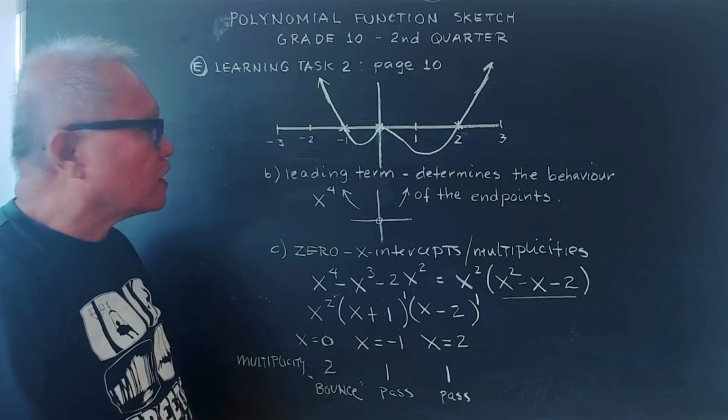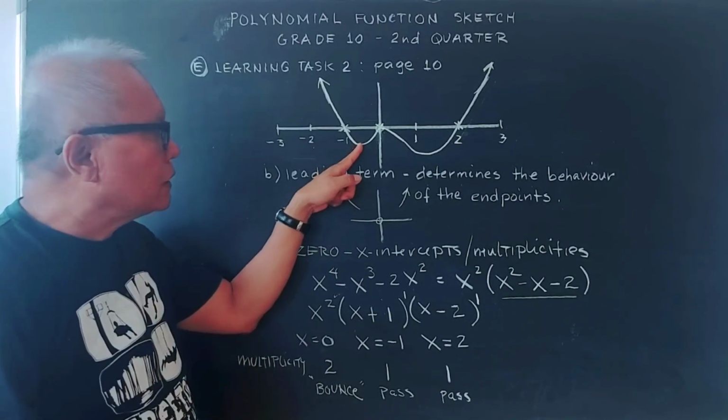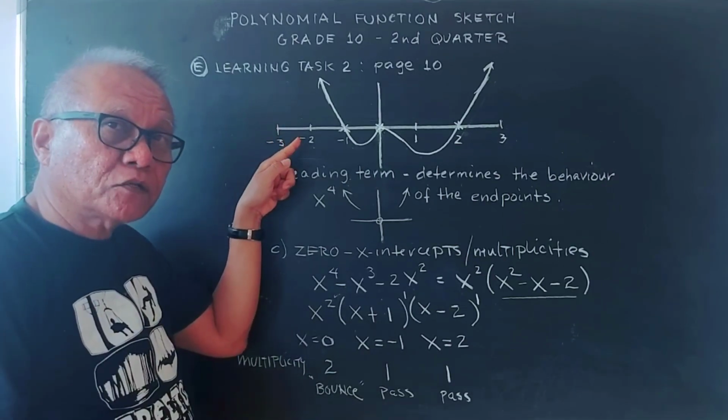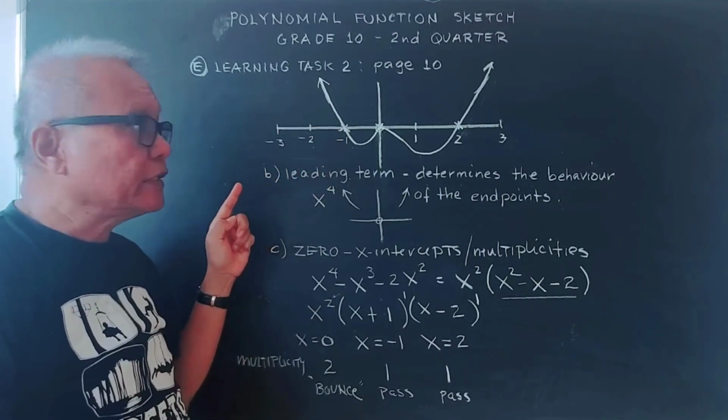So how many turning points do we have here? We have 1 here, 2, and 3. So n minus 1, 4 minus 1 is 3. So we have 3 turning points.